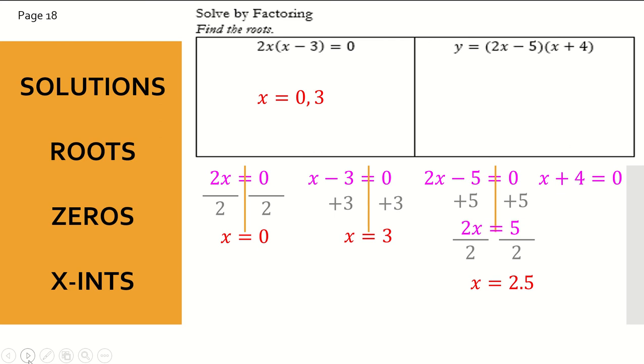The second equation, x plus 4 equal to 0, we would just have to subtract 4 on both sides to get x equals -4. So this one as well has two solutions, or two roots.